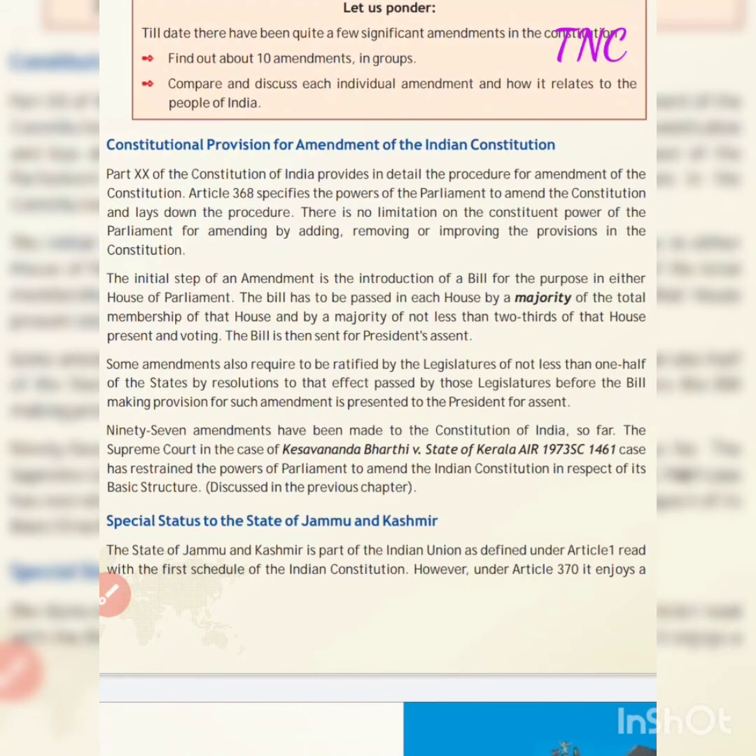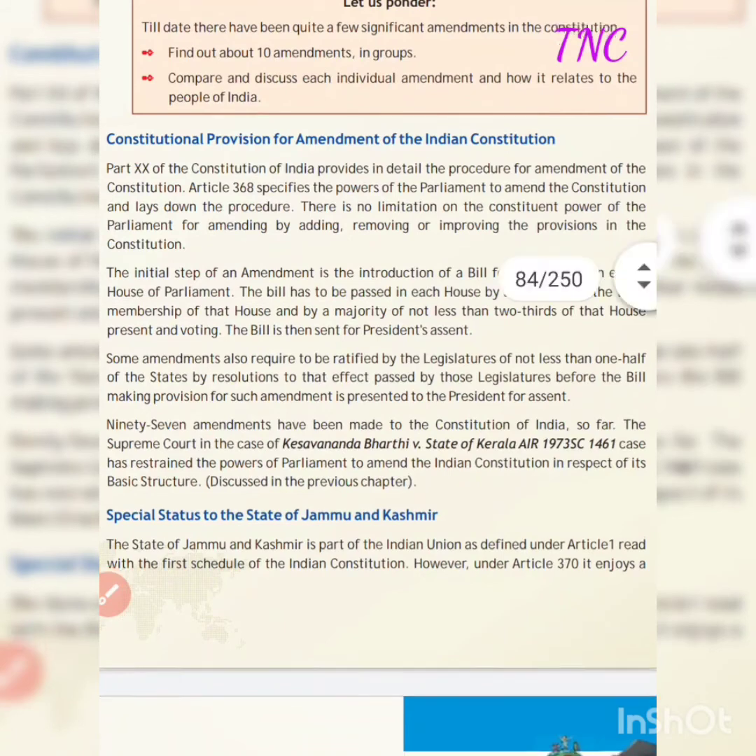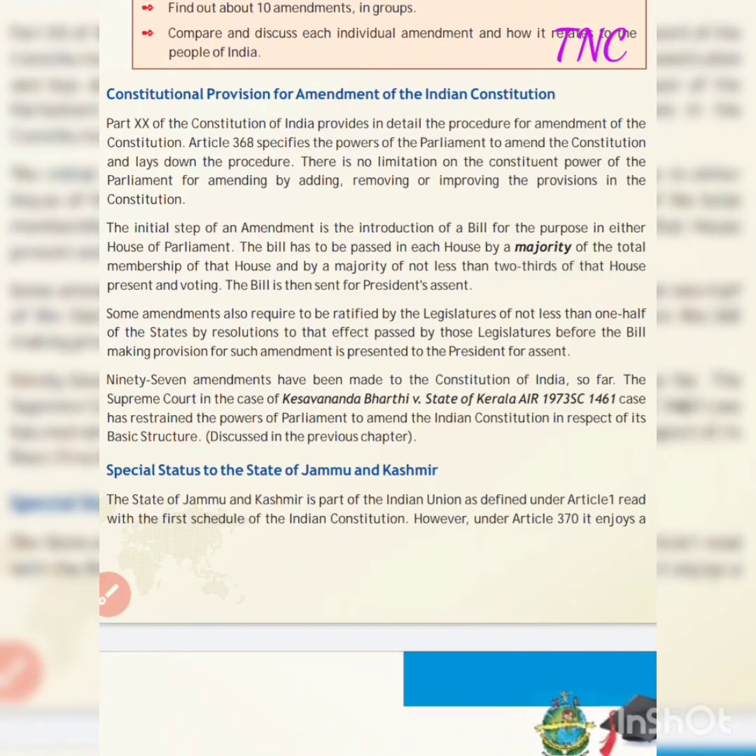There is no limitation on the constituent power of Parliament for amending by adding, removing or improving provisions in the Constitution. कोई भी limitation, कोई भी restriction नहीं है on the powers of Parliament that they can add, remove or change anything in the provisions of the Constitution. The initial step is introduction of a bill for the purpose in either house of Parliament. The bill has to be passed by a majority of the total membership of that house and by a majority of not less than 2/3 of that house present and voting.